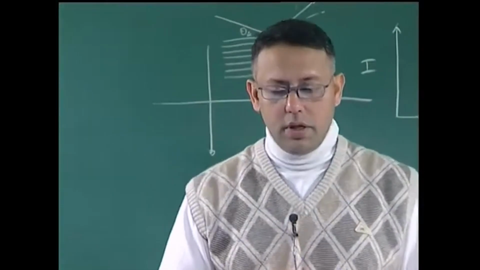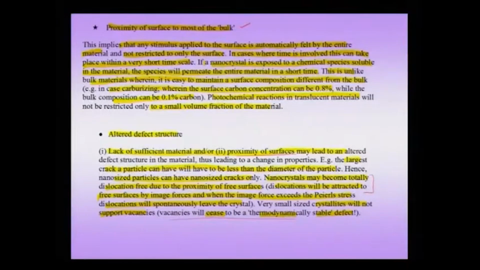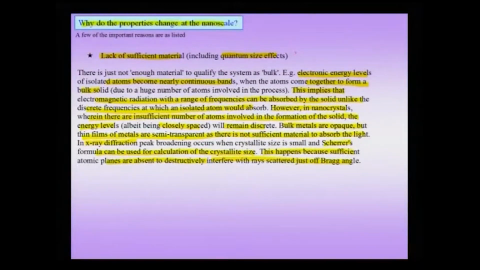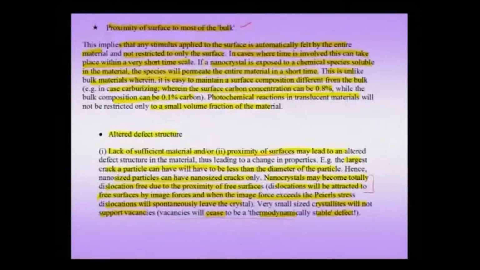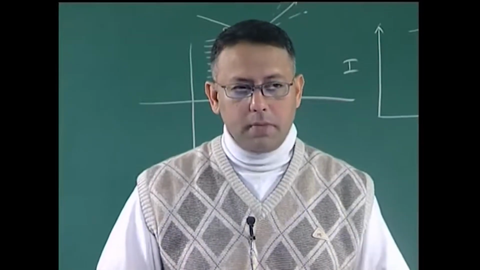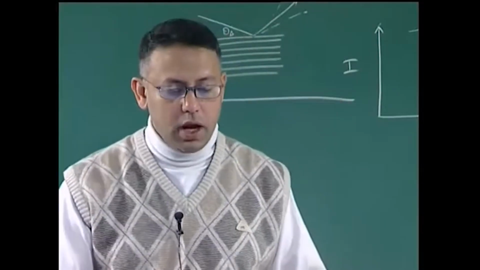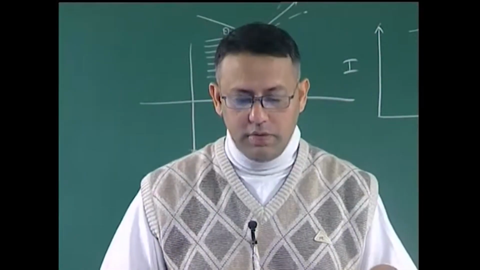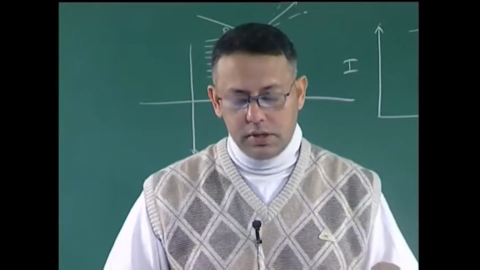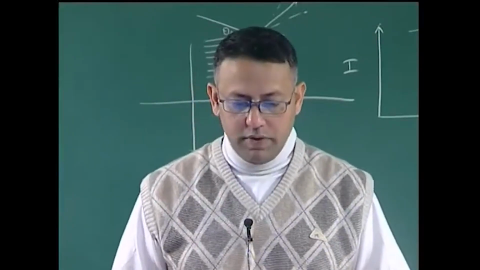So, these interesting effects are arising because of what we have just now talked about, proximity of the surface and lack of sufficient material. There are these effects which are finally giving rise to what you might call an altered defect structure. And when we defined microstructure, we said that microstructure sensitive properties are going to be sensitive to the defect structure, because defect structure is part of the definition of microstructure in our scheme of things, and therefore, you would notice that those properties would drastically change when you alter the defect structure.